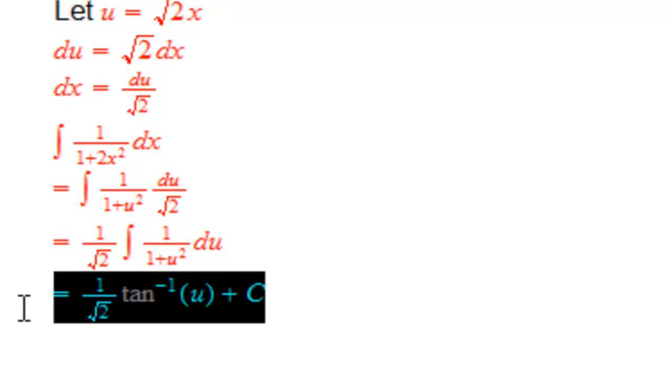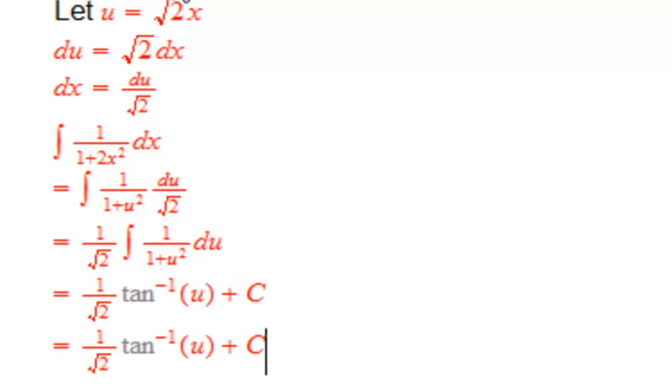So if I plug back in for u, u is equal to square root of 2x. So I have 1 over the square root of 2 times inverse tangent of the square root of 2 times x plus c. And it should be that when I take the derivative of this, I get 1 over 1 plus 2x squared. As we saw above, though, sometimes Scientific Workplace will do funky things when it's taking derivatives and antiderivatives. Nevertheless, let's give it a try.